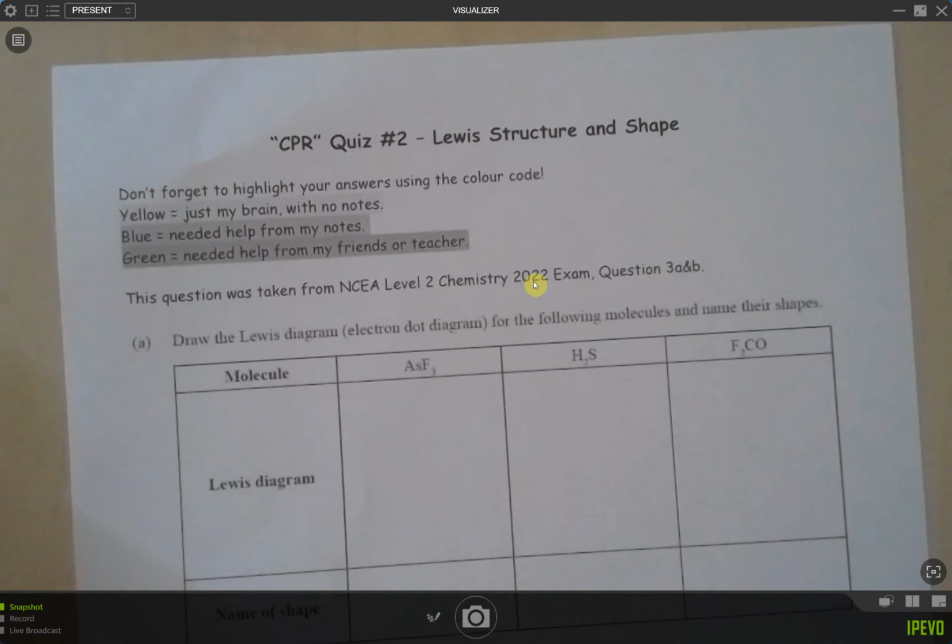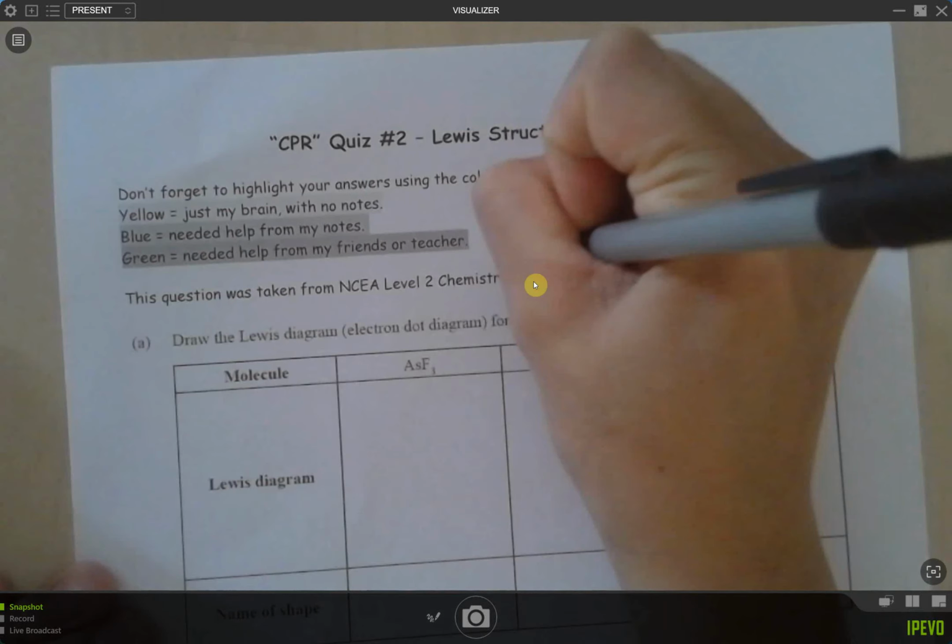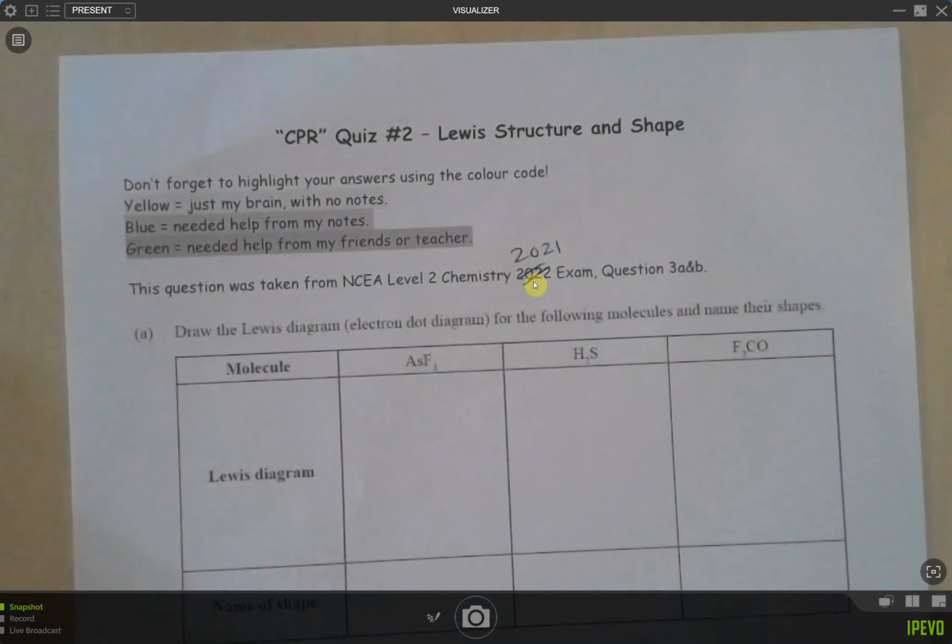I'm not obviously going to answer it in full because you have the marking schedule provided for you. The main thing is for me to show you how to decode it. I realize there's already a typo on here. That's the 2021 exam that we're doing. All right, cool. And this is question 3A and B.